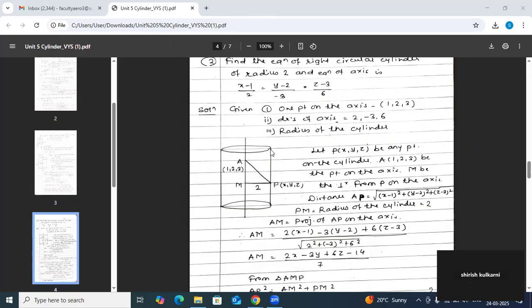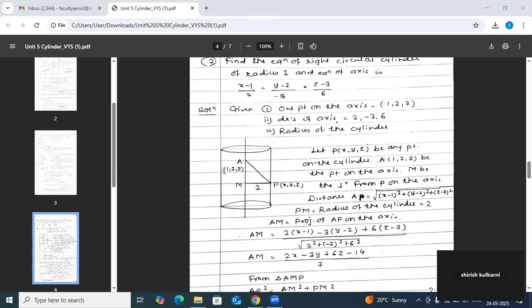Let P(x, y, z) be any point that lies on the cylinder, and PM is the radius of the cylinder. A(1, 2, 3) is the point on the axis. M is the perpendicular foot, so PM is the perpendicular distance from the axis. Clear? Then find the AP using the distance formula.